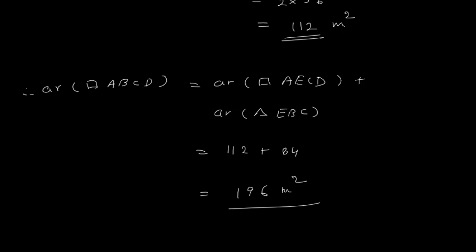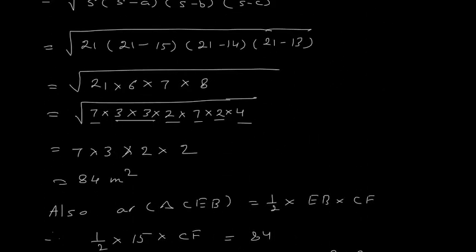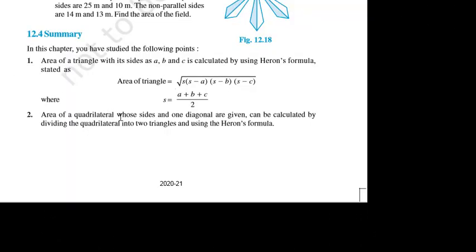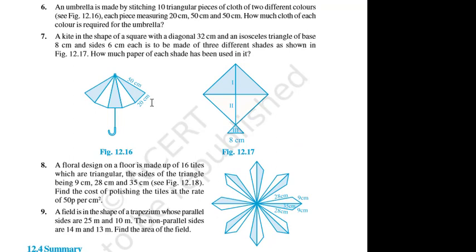So we have done all the problems related with finding area of quadrilateral using Heron's formula. So yes, this is what Heron's formula is all about. This is used to calculate area of a triangle when all the sides are known, and similarly we can find area of a trapezium or any other quadrilateral by dividing them into suitable triangles and using Heron's formula.